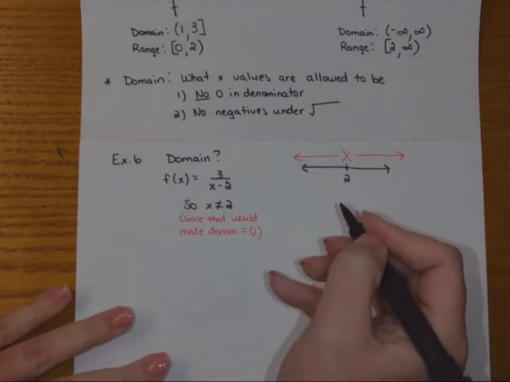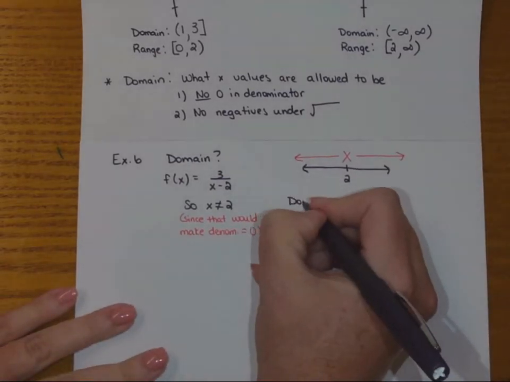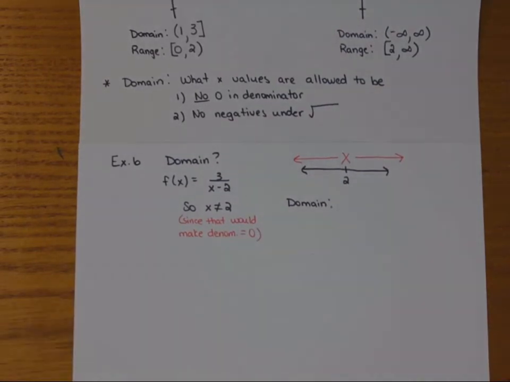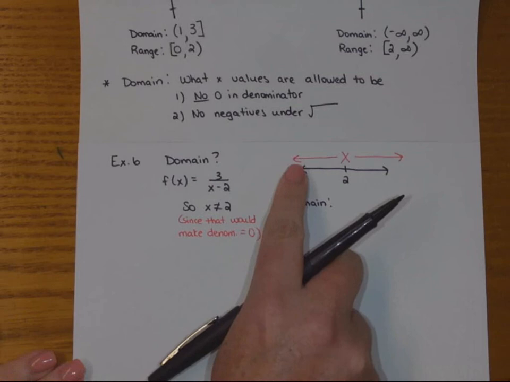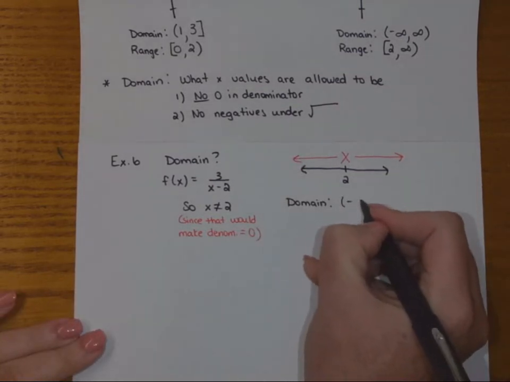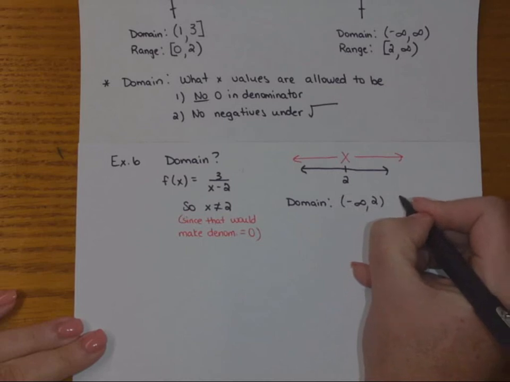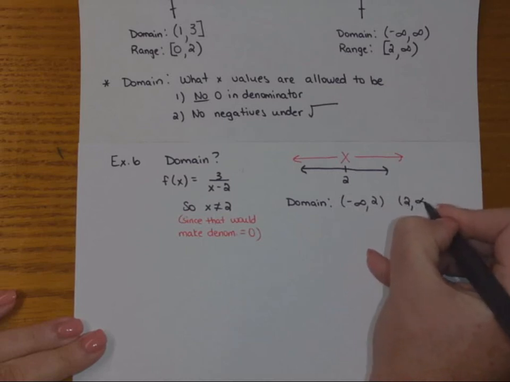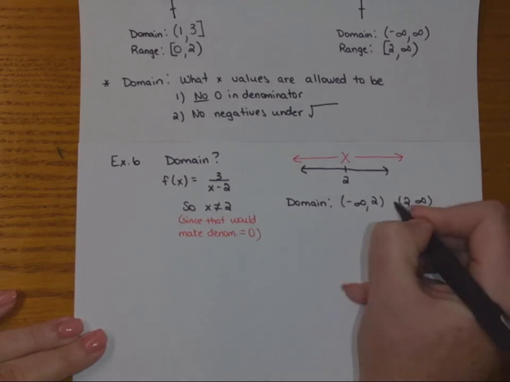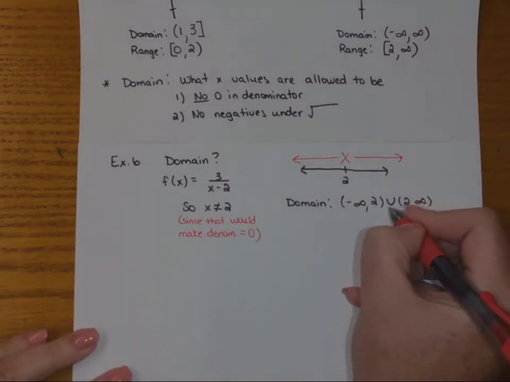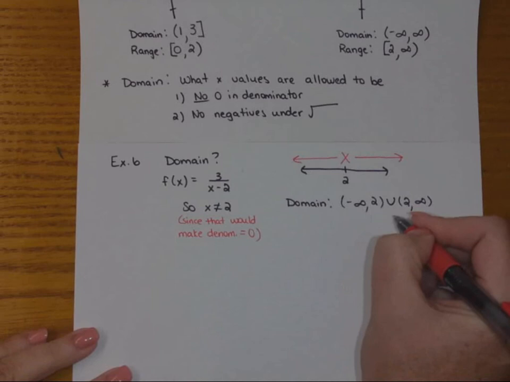So when I go to write my domain in interval notation, I basically have 2 sections, and I just need to pay attention to my graph. If I go from left to right, the domain can be anything from -infinity to 2, and then anything from 2 to infinity. The symbol we use to combine multiple sections is kind of a little fat capital U looking thing. It's actually a little wider than a U, but this stands for union.